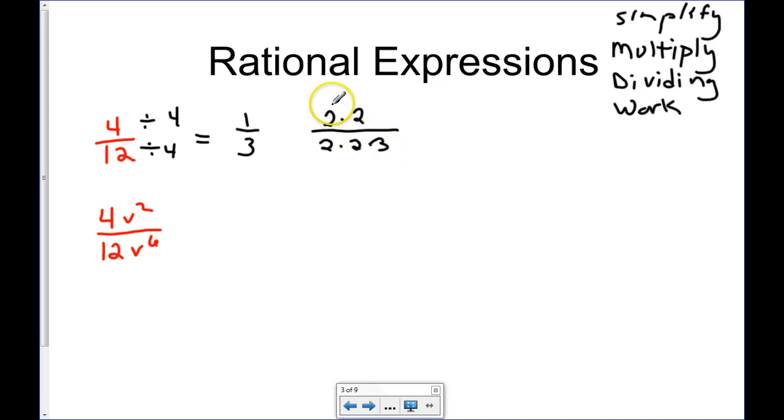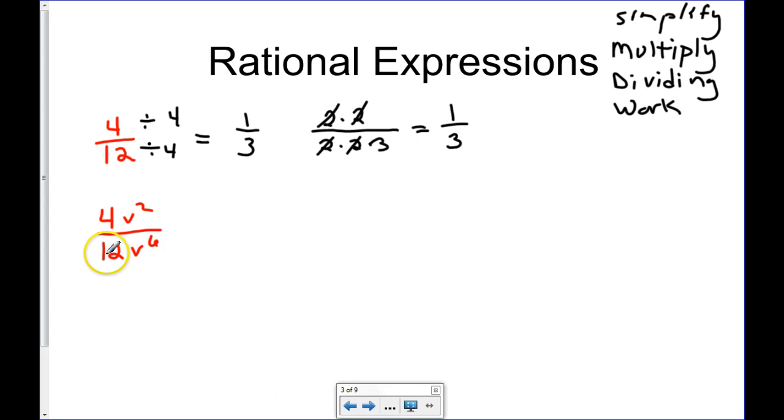If I did that now, I can actually cancel the pairs. And what would I have left on the bottom? A 3. What's left on top? A 1. Make sure you understand that just because I crossed out the 2's doesn't mean there's a 0 there. It's a 1. Okay? So 1/3. That's another way of doing this. You can think of it that way. Okay? So that is the basis of simplifying a fraction, but now we need to simplify a rational expression.